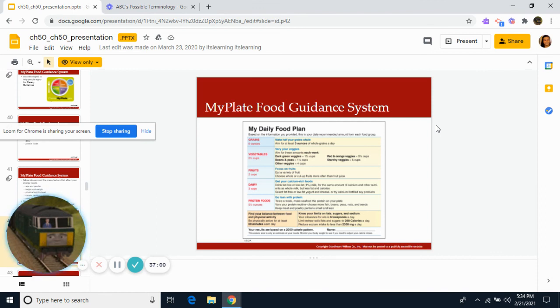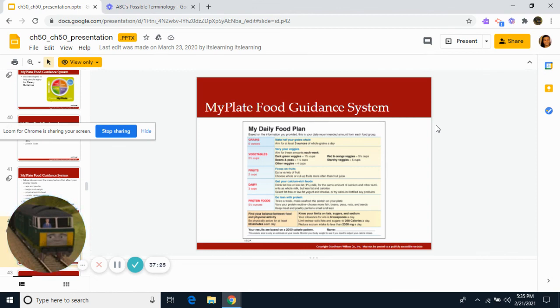Dairy, 3 cups. Get your calcium-rich foods. Drink fat-free or low-fat 1% milk for the same amount of calcium and other nutrients as whole milk, but less fat and calories. Select fat-free or low-fat yogurt and cheese, or try calcium-fortified soy products. All right, last one.